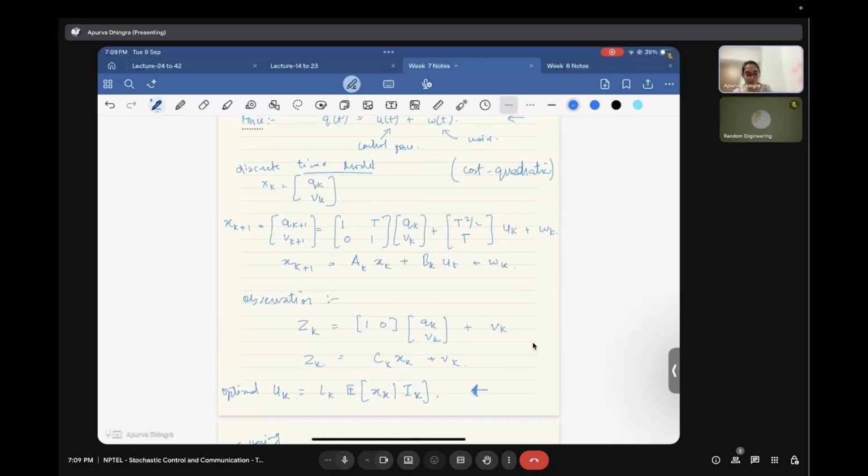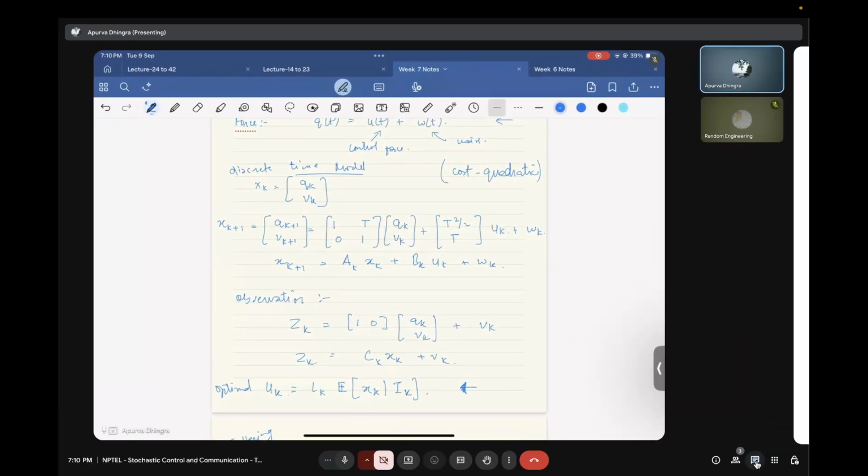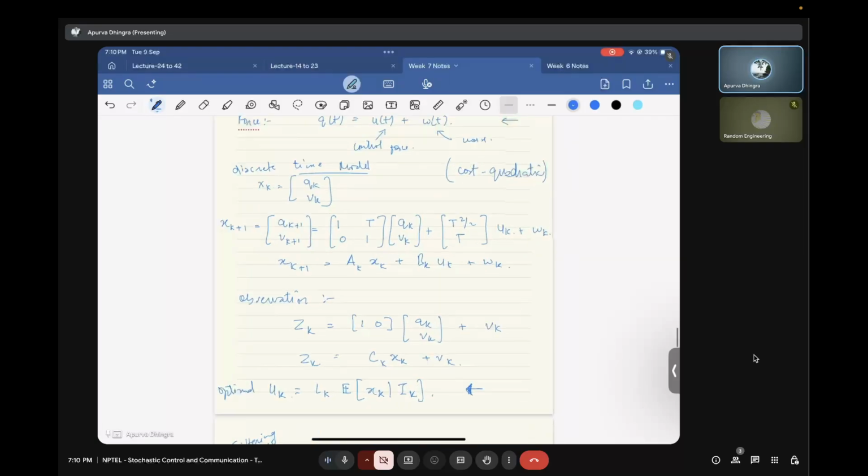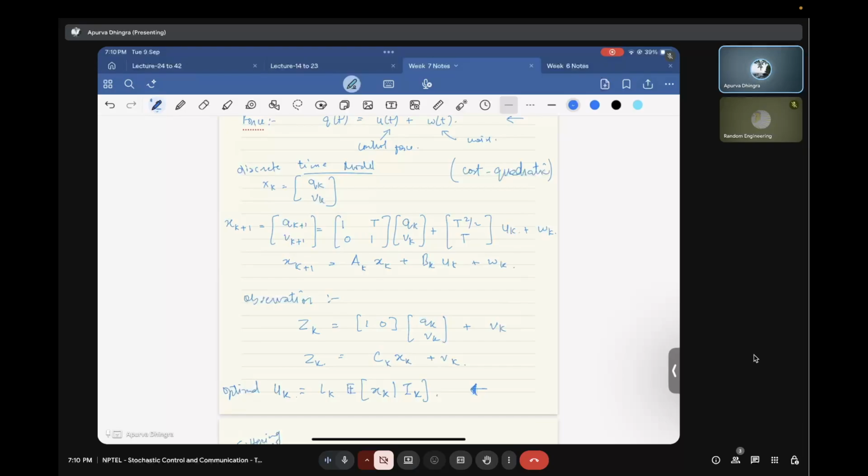Okay, any doubts so far? All right, so this was one example that I wanted to cover today. Next, I'll go through the point about filtering just very quickly. And then I'll take one more example of application of the things that we have seen so far.